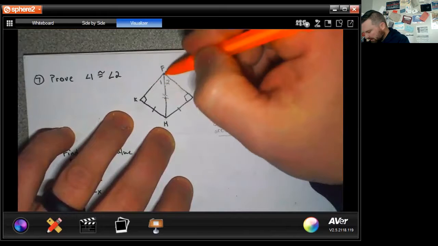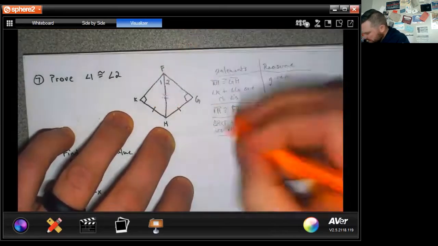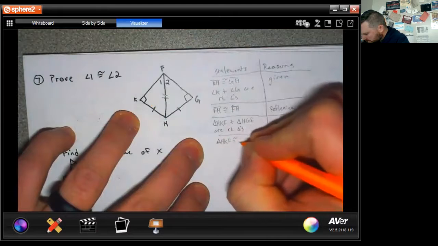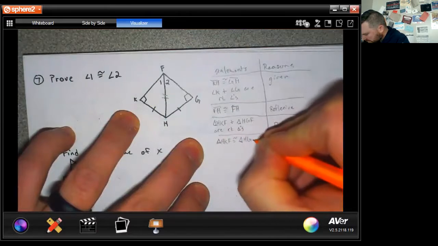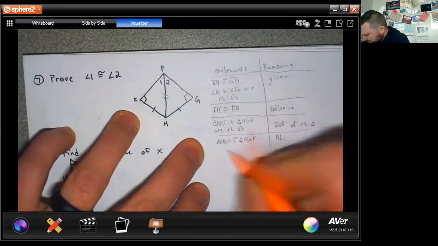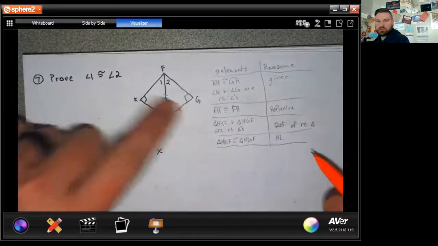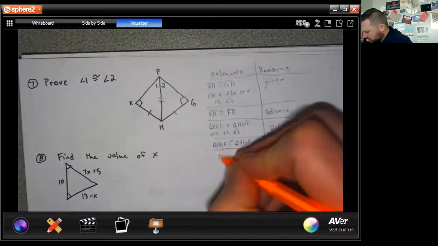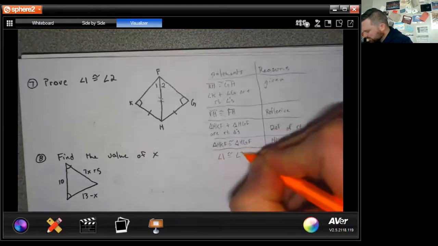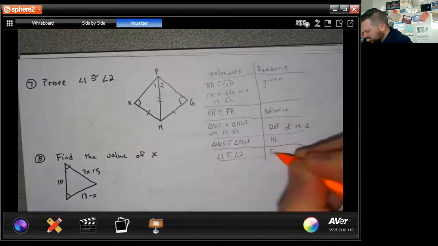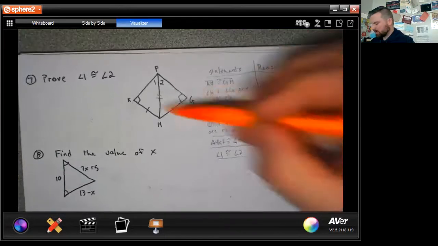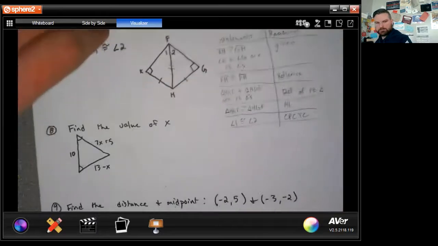So here I have the hypotenuse and the leg congruent. So therefore my two triangles have to be congruent. That is HL. Now, because my two triangles are congruent, every single part in the triangle has to be congruent. So now angle 1 has to be congruent to angle 2, and that is CPCTC: corresponding parts of congruent triangles are congruent. So we had to prove that the triangles are congruent first.